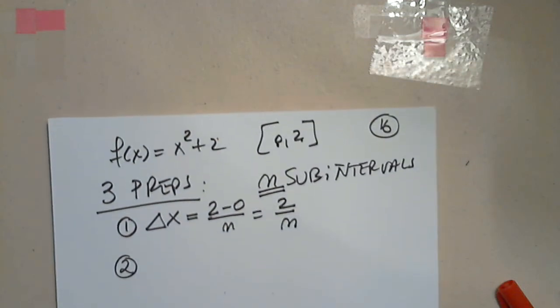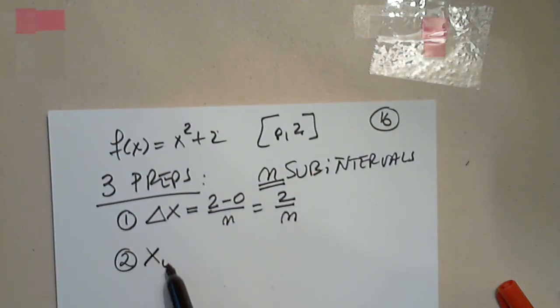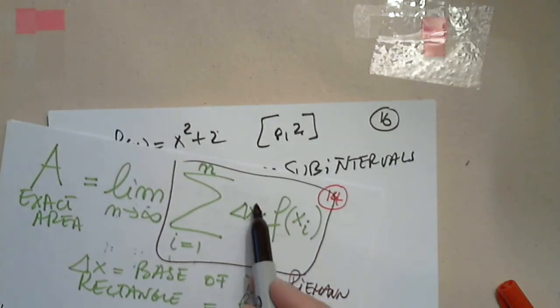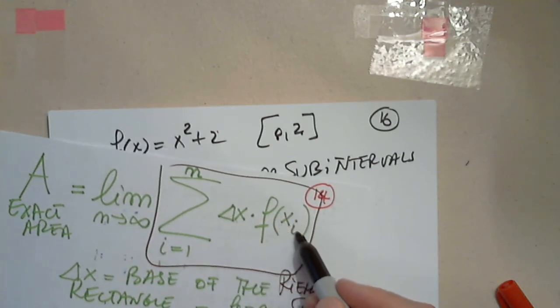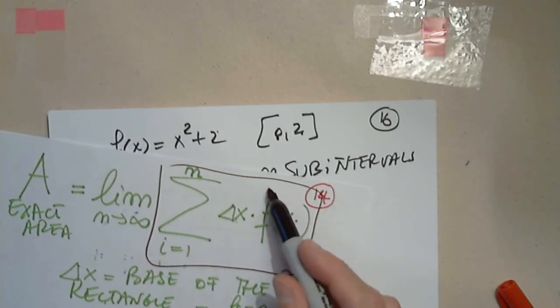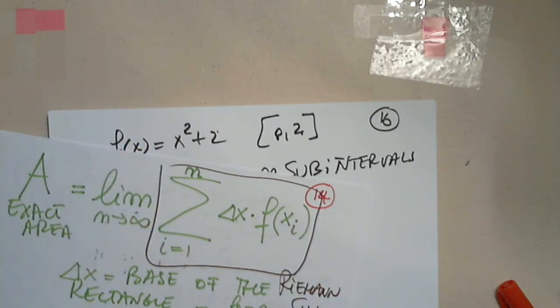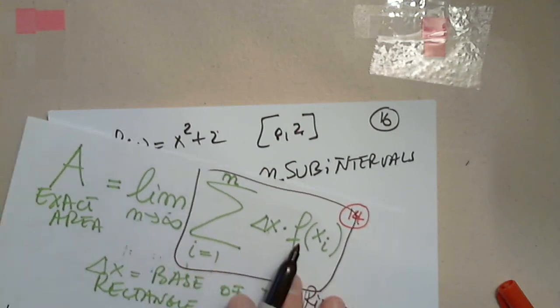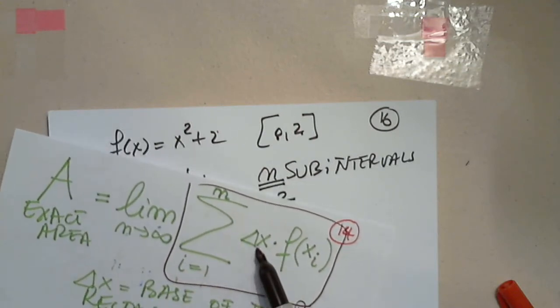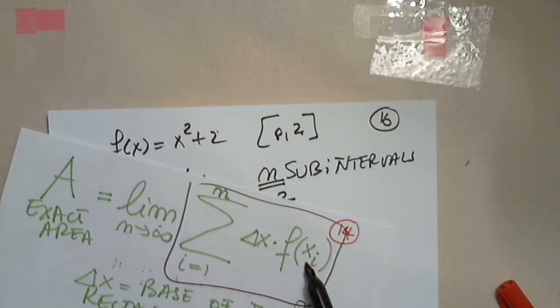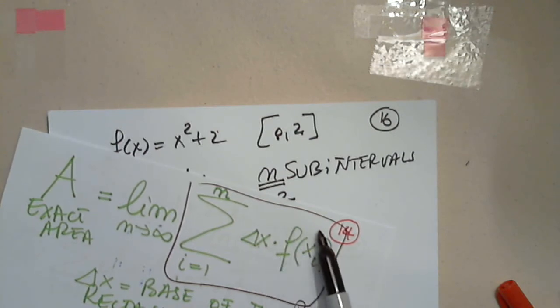Prep number 2, xi. So let me go back here and just show you what I'm trying to do first. This is my first prep. This is my second prep. And this is my third prep. And then I will put all pieces together to determine the limit of the Riemann sum. But I can't write this before I determine this piece, and then plug in the function.